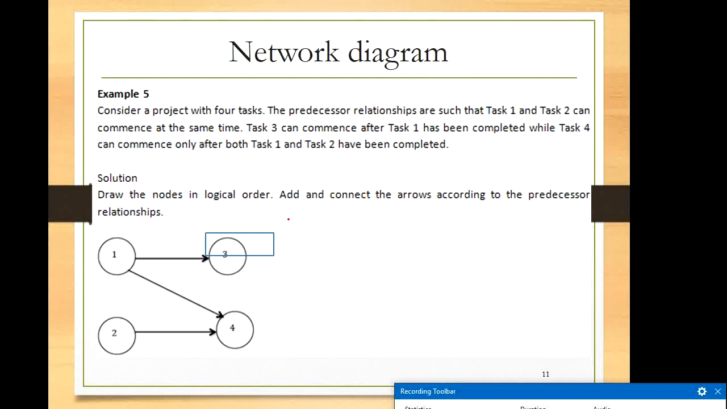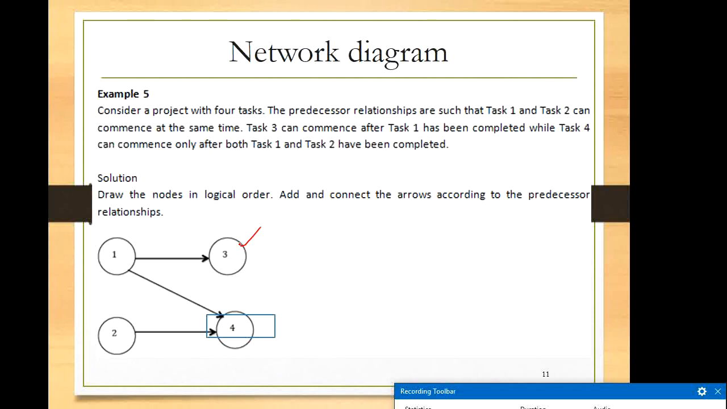Consider a project with 4 tasks. The predecessor relationships are such that task 1 and task 2 can commence at the same time. Task 3 can commence after task 1 has been completed, while task 4 can commence only after both task 1 and 2 have been completed. This way you have to understand. Task 1 and 2 can commence at the same time. Task 3 can commence after task 1. So task 3 is commencing only after task 1. That is the reason these two are connected.